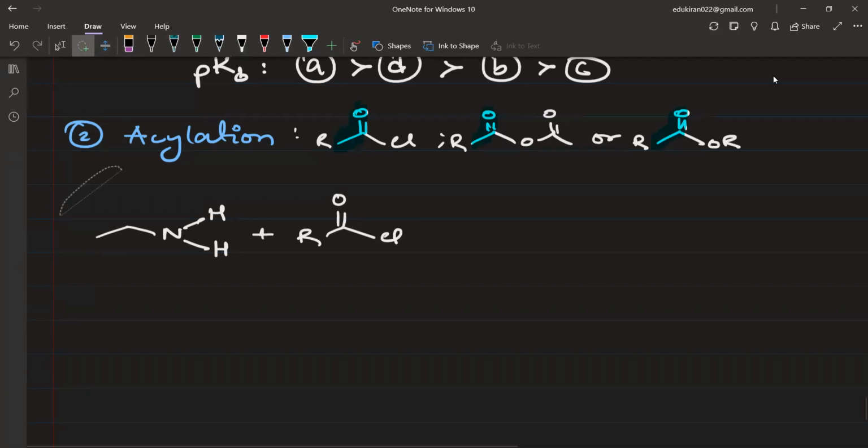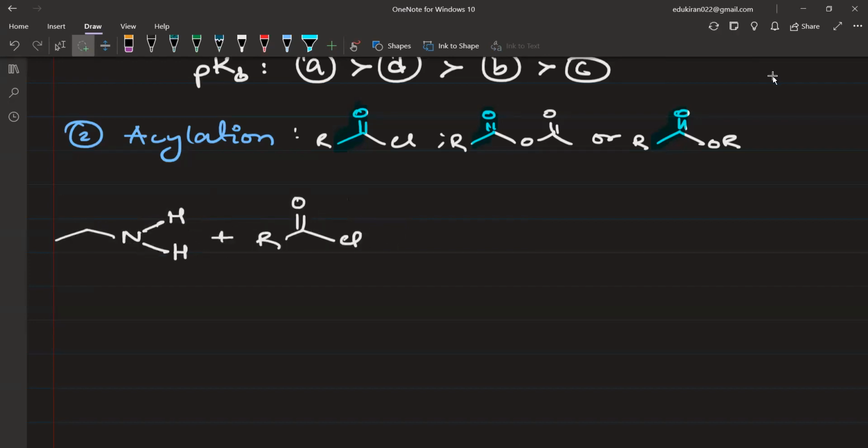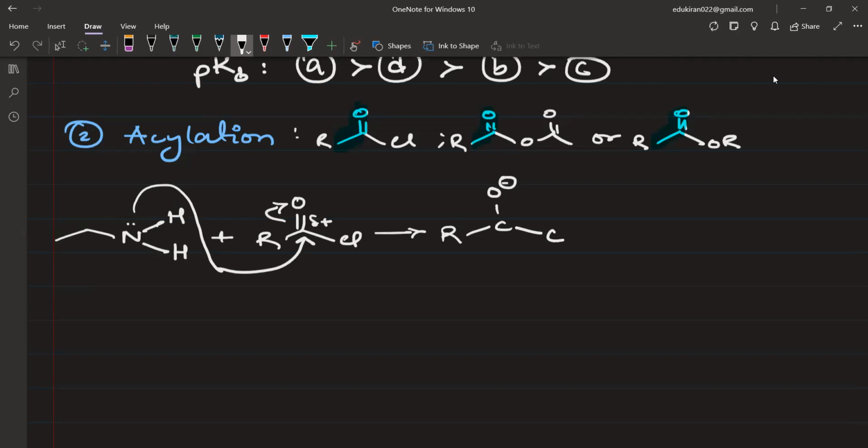First of all, the nitrogen will have the lone pair of electrons. This lone pair will attack the carbonyl carbon, because this carbonyl carbon will be delta positive, being attached with oxygen and chlorine. As soon as it attacks here, this pi bond will break, and you are going to get R, the carbon atom with, sorry, now a single bond to O, because the pi bond has been broken. Negative charge on oxygen, and the chlorine.